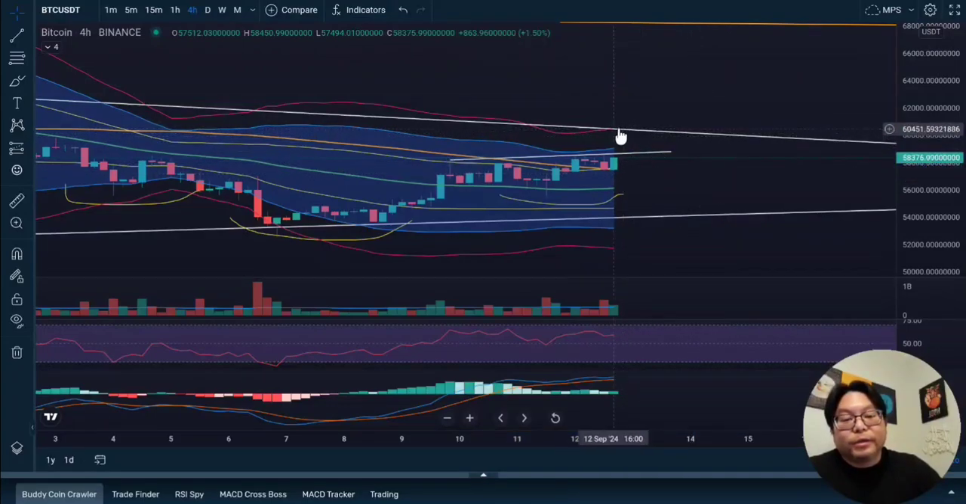Okay, so if we get rejected, meaning if we go back down and possibly get below here as well, right? That means we're going to go back down here to 54.